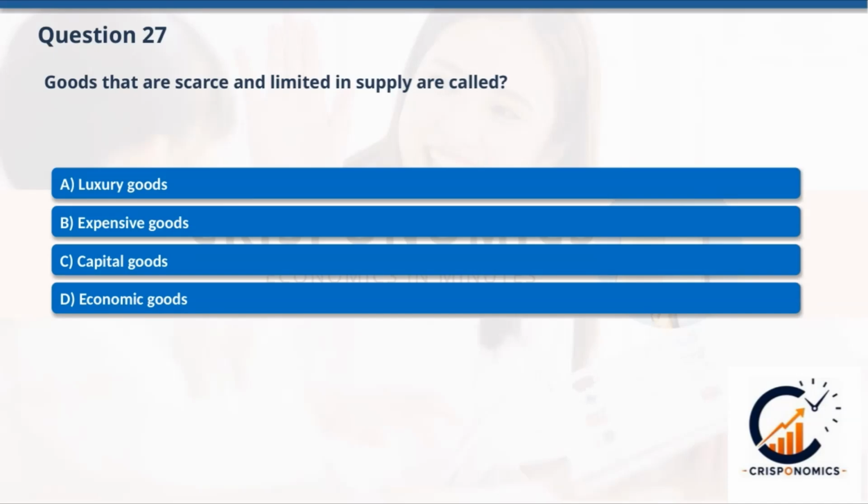Let's talk about goods that are scarce and limited in supply. What do we call these? They're not just expensive or luxury items. Instead, the right term is economic goods. These are goods that have value because they're limited. They're not available in unlimited amounts. Understanding this helps us see how scarcity drives value in the economy. So the answer here is economic goods.